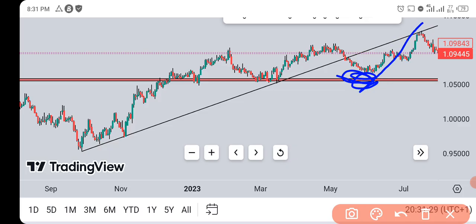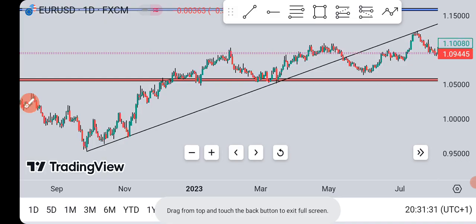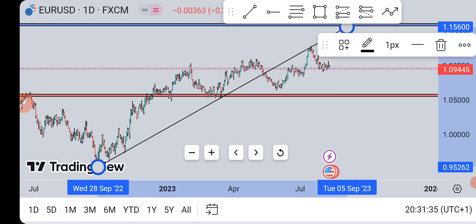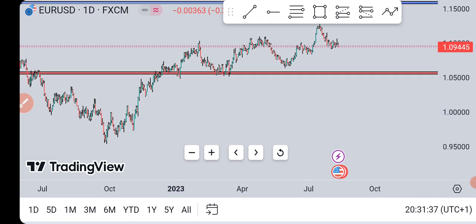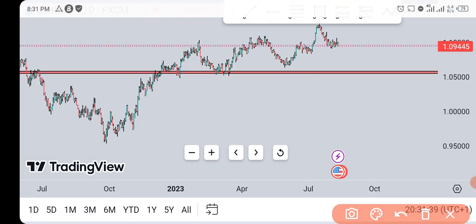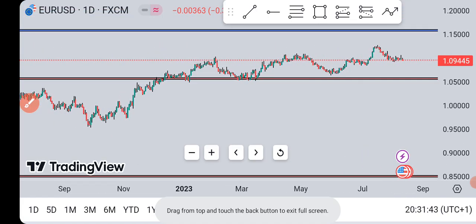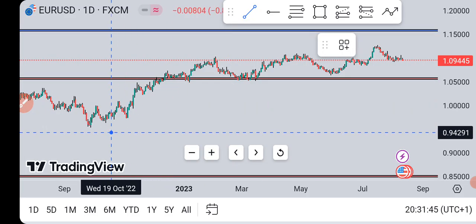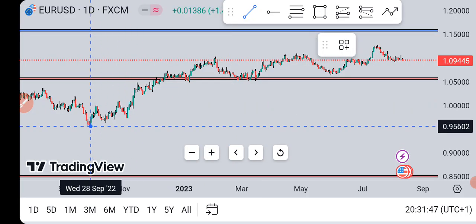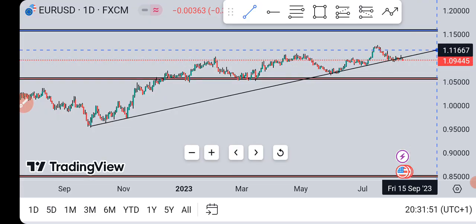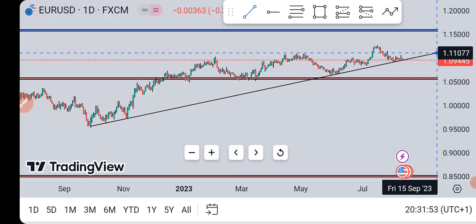Now we have our trend line from here. Now the market is pushing down to test this red zone. Now create another trend line. This might seem difficult, but it's very easy to understand, though it takes a lot of time. Now this is our major trend. This is our major trend line, guys.